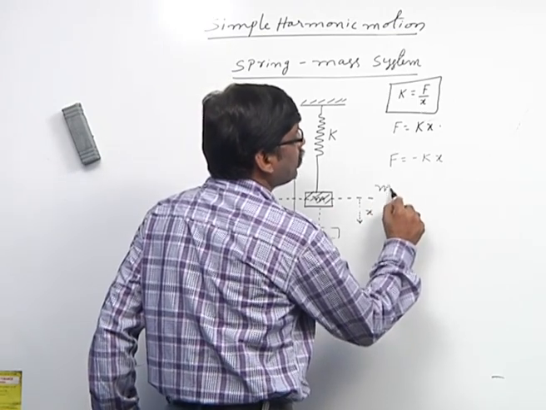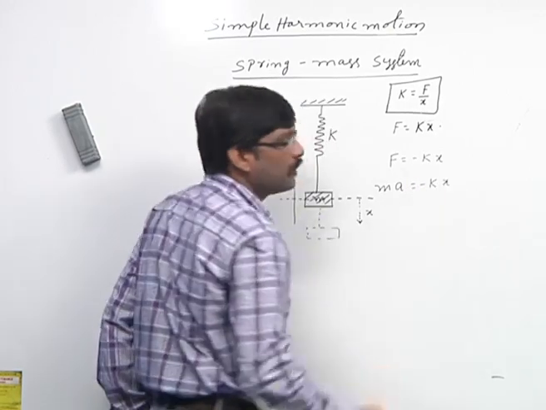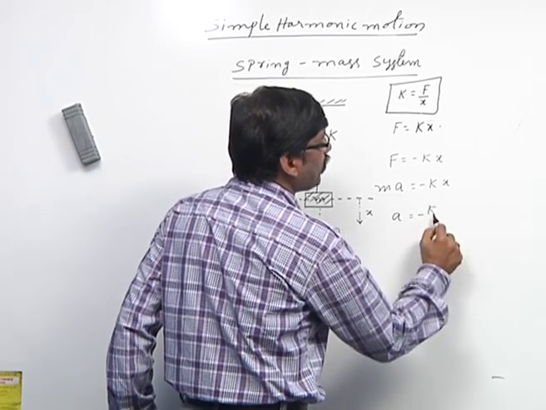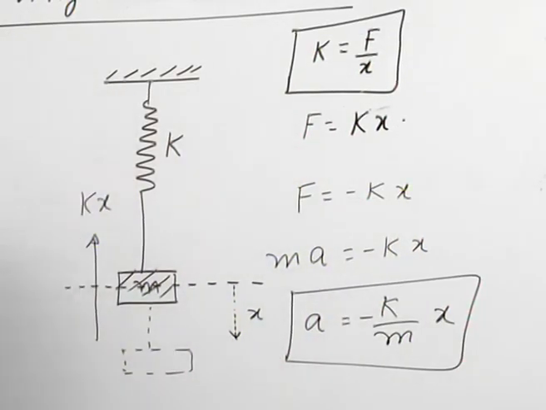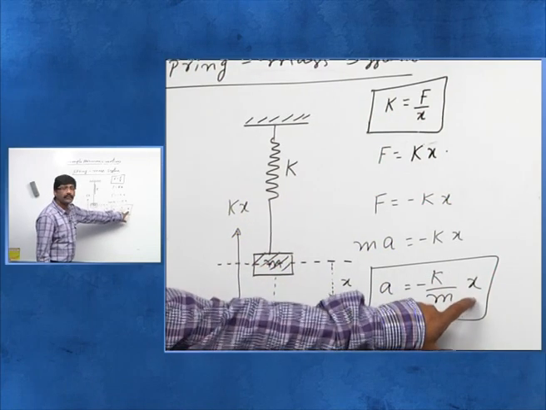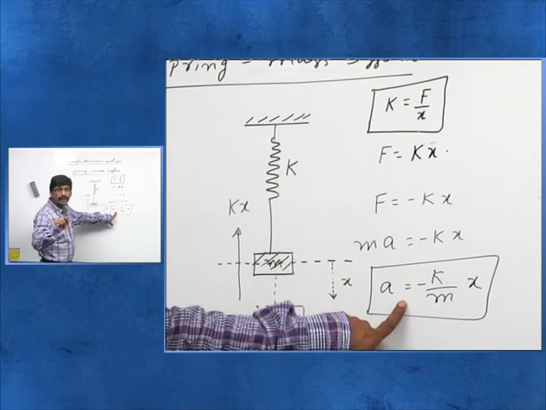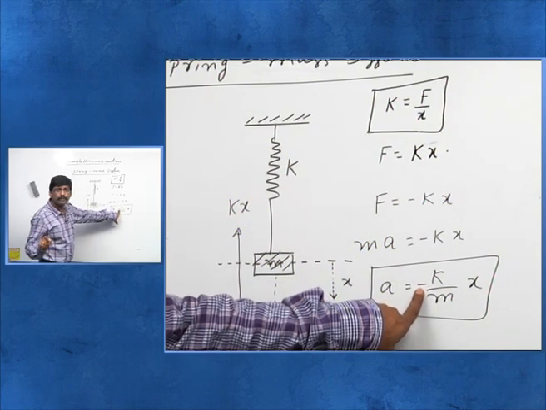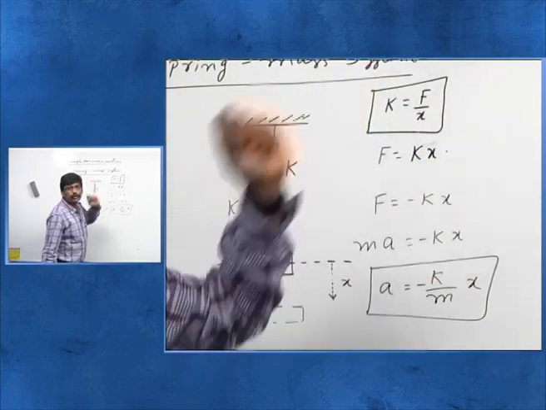According to Newton's second law, F is equal to ma. Then the acceleration of this mass is minus k by m into x, where x is the displacement from the mean position. Again, if you look, the acceleration is directly proportional to displacement and directed opposite to displacement, which is a fundamental condition for simple harmonic motion.